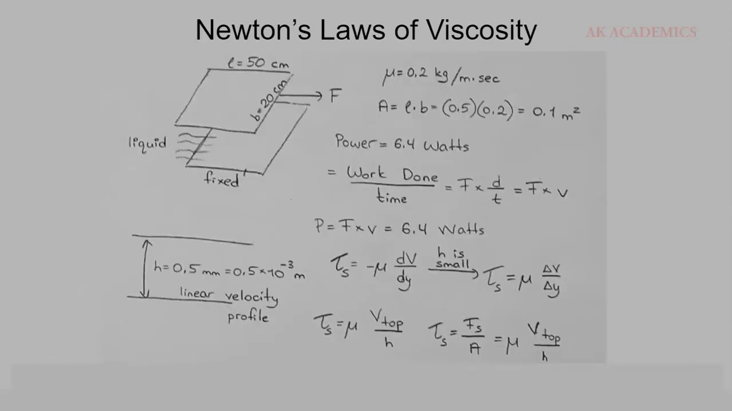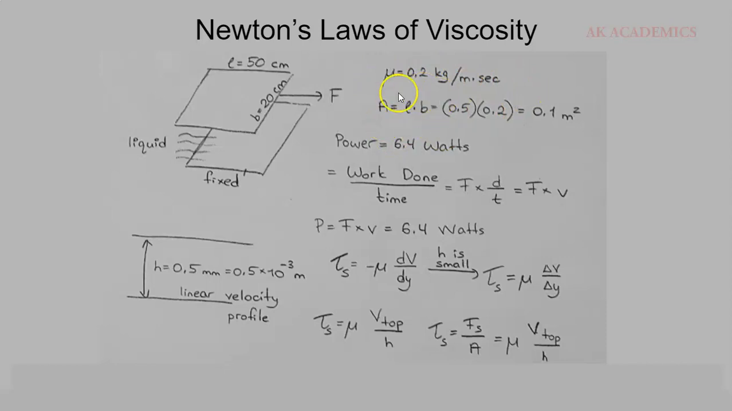You can see we have a picture representation of the two plates. This is a fixed plate right at the bottom, and this is the variable plate at the top with length 50 centimeters by 20 centimeters. There's a force F pulling it, and there is a liquid between the two plates. We've been given the viscosity to be 0.2 kilogram per meter per second.